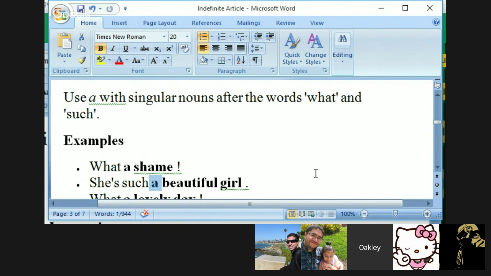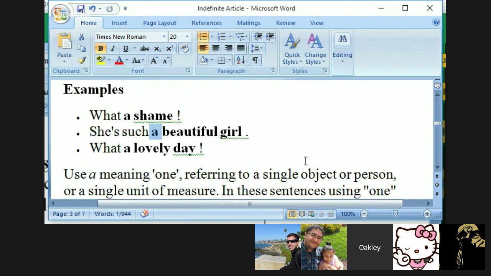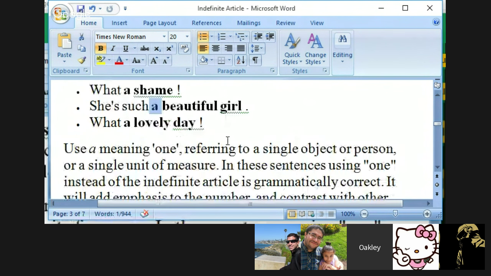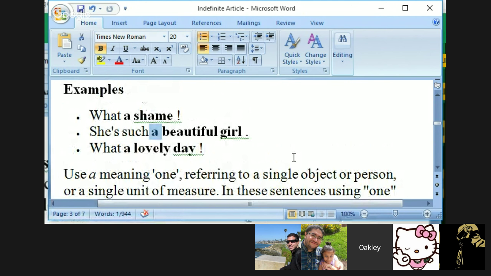Because another essential idea of the indefinite article is it means one, really. Sorry, I have a question, but it's related to this expression. I can say she's a beautiful girl. Also, I can say she's such a beautiful girl. What is the difference in the meaning of this expression? What is the use of such in this expression? It's used to show emphasis or to give emphasis.